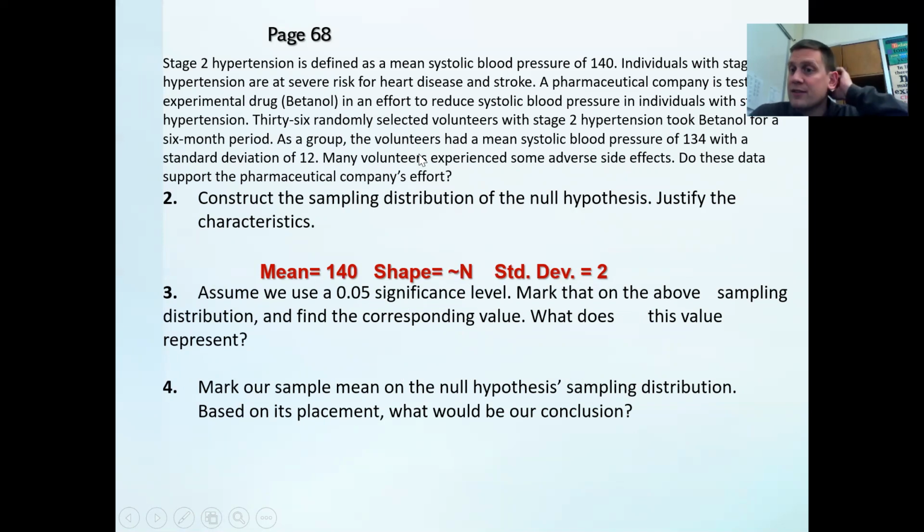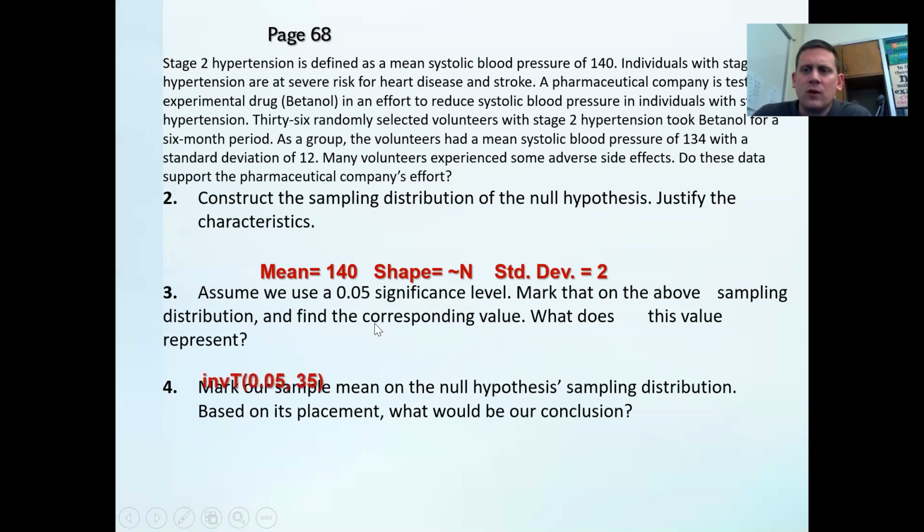All right, we still have to think about the central limit theorem and large counts. Because of the 36, we are approximately normal. We're not told normal, we're approximately normal. So we use a 0.05 significance level. Mark that on the above sampling distribution and find the corresponding sample value. What does this value represent?